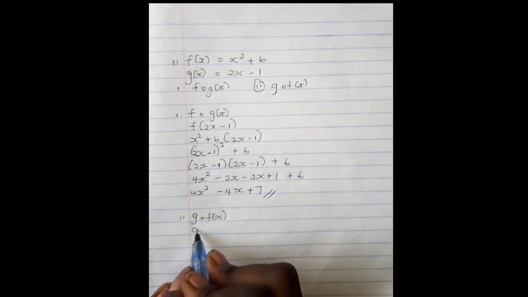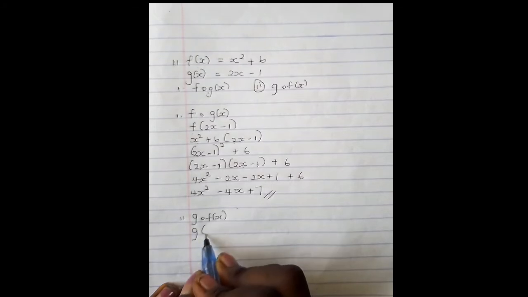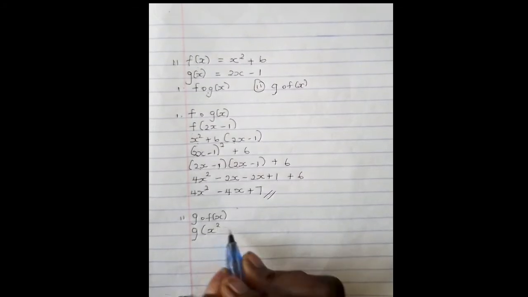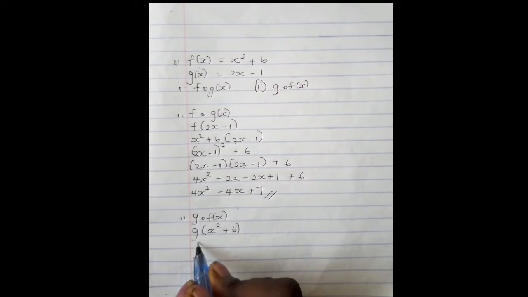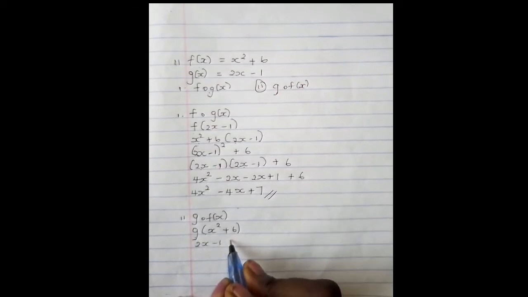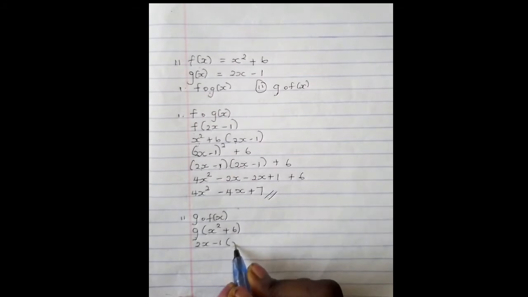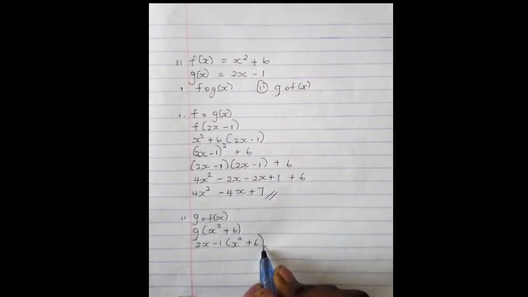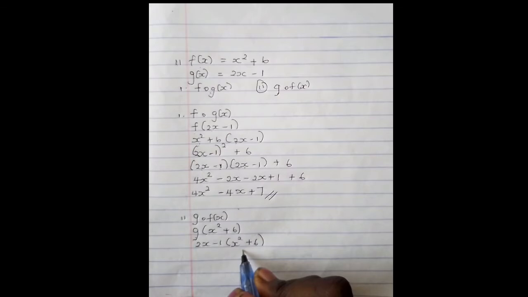This will be written as g of f of x, which is x squared plus 6. So therefore, what's the function of g? 2x minus 1 into x squared plus 6. So wherever we see x, we put x squared plus 6.